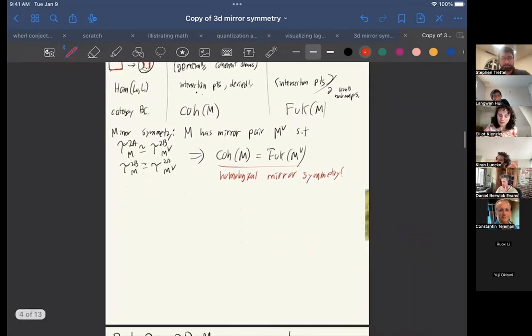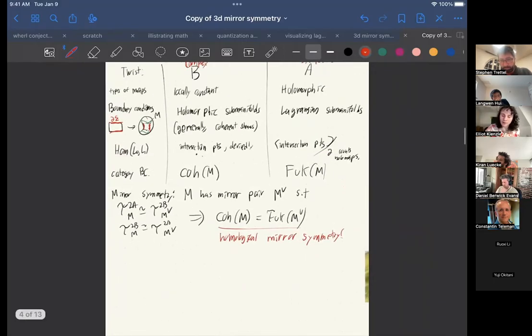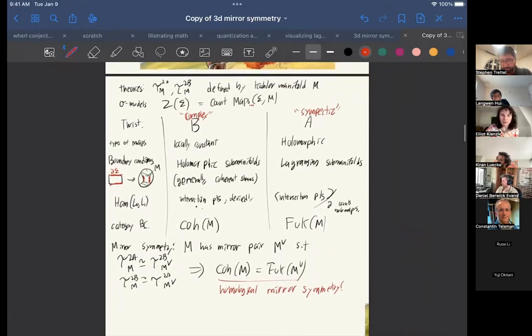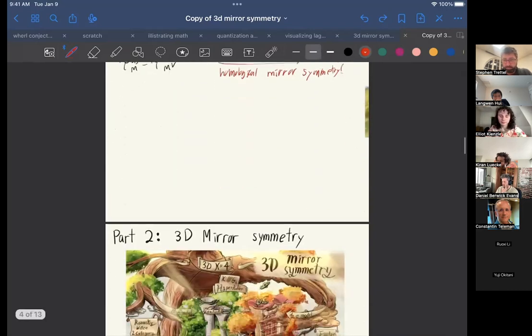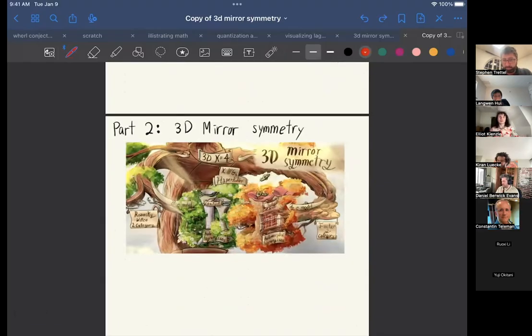So let's just take this. I'm going to skip the 1D stuff because I think it's not so important. But let's just take this and try to play the same game in 3 dimensions. Understand the types of maps, the boundary conditions, the categories we want to associate to everything, and try to get some sort of mathematically precise conjecture, like this one, of what we expect the physics to say about 3-dimensional supersymmetric theories. Let's do it. That's part 2, 3D mirror symmetry.